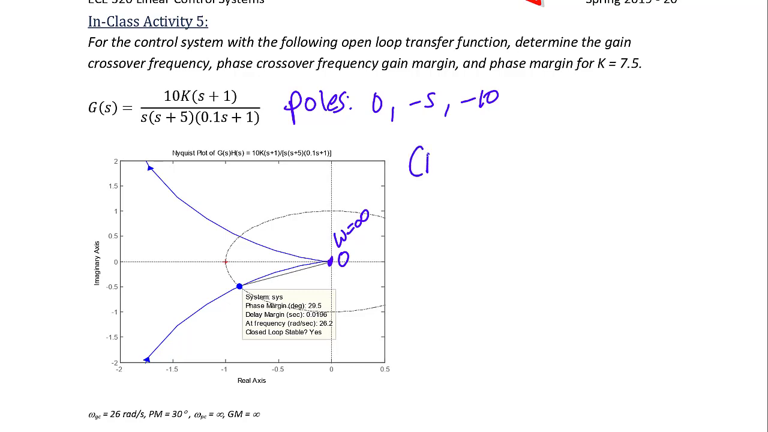And because x is equal to 0, and the gain margin is 1 over the absolute value of x, the gain margin is infinity because 1 over 0 is undefined. The phase margin, the point where the Nyquist diagram intersects with a radius of 1, is approximately 30 degrees.